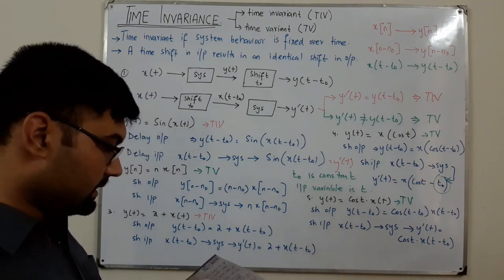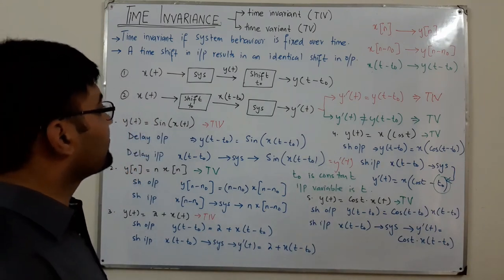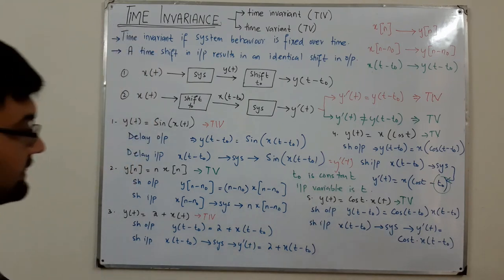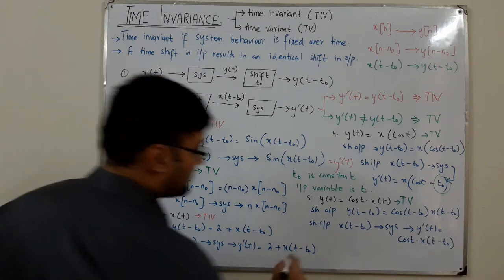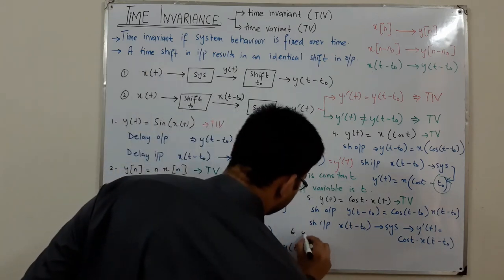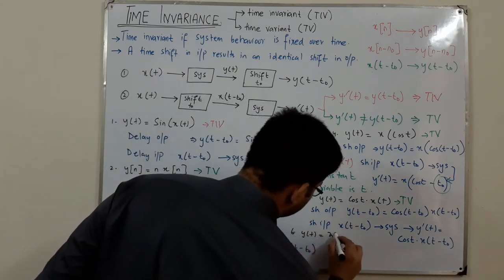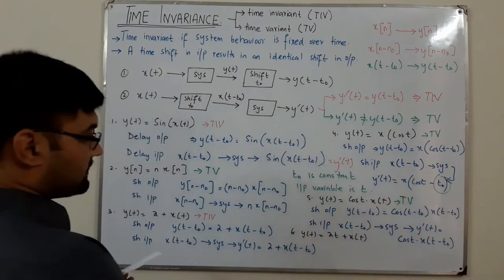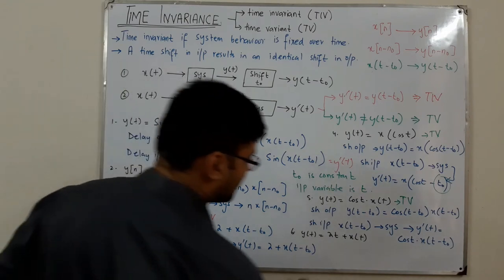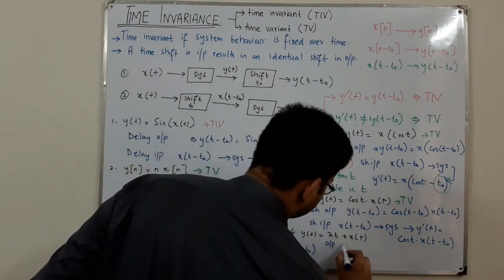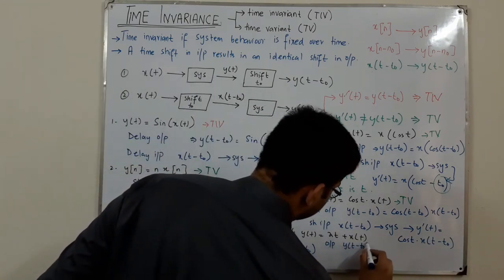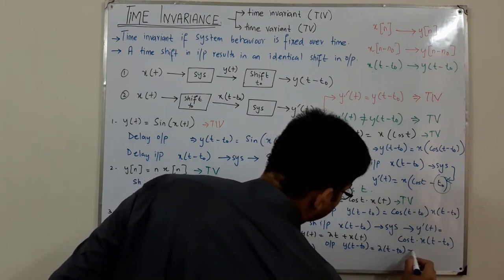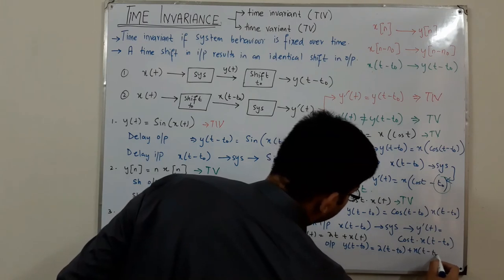Fine? 2t plus x of t. So I have two more to cover. I can write it over here, no problem. Number 6 is y of t is 2t plus x of t. So what do you have? Output is shifted to get y of t minus t naught. This would be equal to 2 times t minus t naught plus x of t minus t naught.